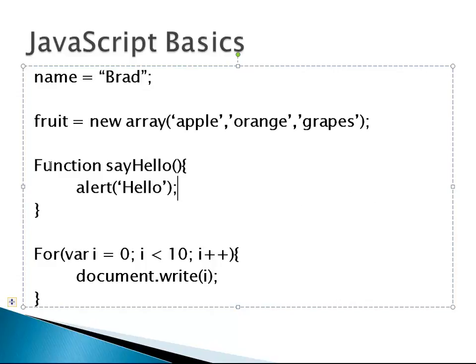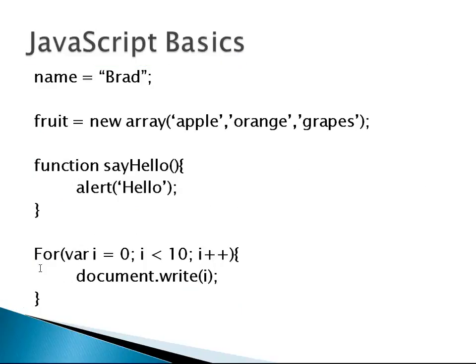Here's a function. To declare it, this should be lowercase, we just use the word function and then give it a name. We need parentheses, which can take parameters if it needs to, and then we have the curly braces, and whatever we want to do when this function is called needs to go in between these curly braces. Here we're just giving an alert that says hello.